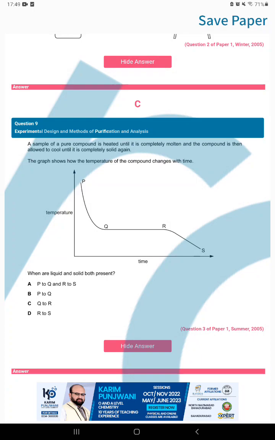Read the question again. In which state is the compound when allowed to cool until it is completely solid again? Molten till solid.